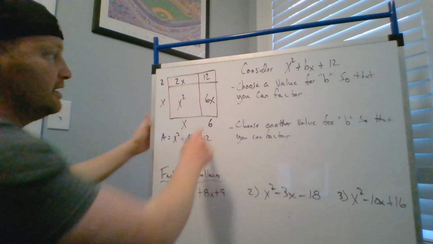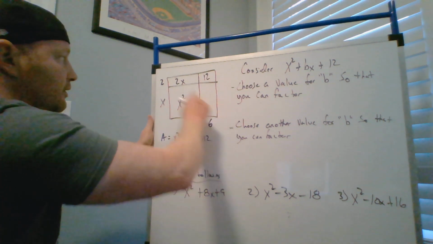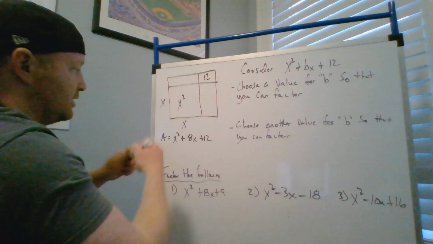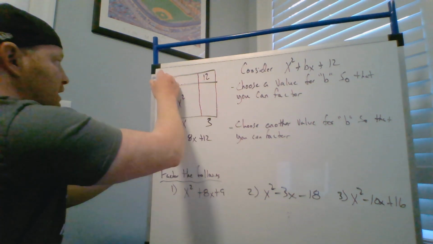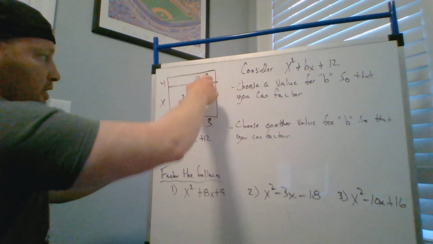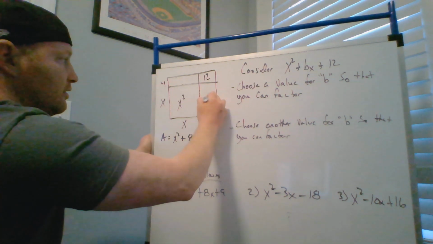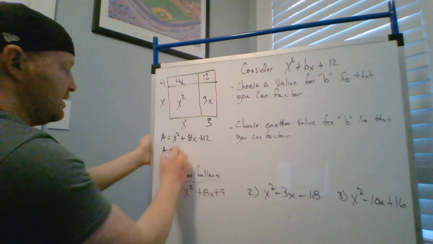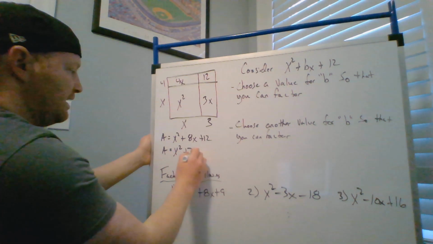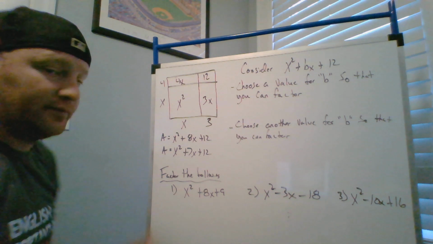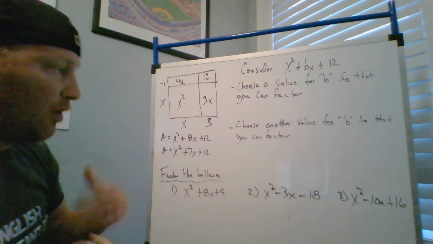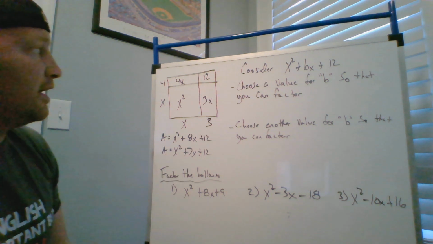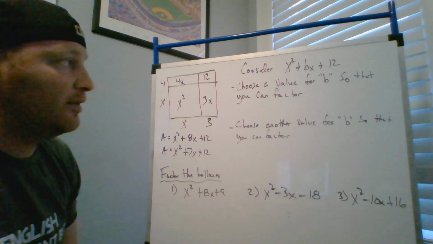Now, let's say I instead chose 3 and 4. So, 3 here, 4 here still makes this multiply to 12. Well, now this is going to be 3x and this is going to be 4x. So now my area is going to be x squared plus 7x plus 12. And that's hopefully making some connections for you guys with what we did before spring break, just straight math. Now we're doing applications.